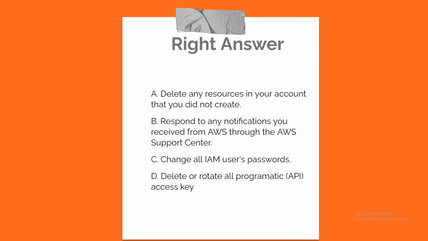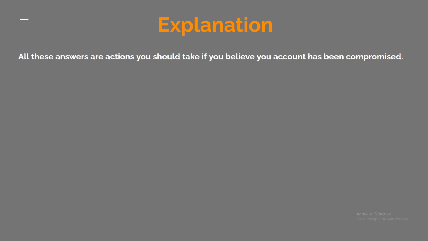Answer. A. Delete any resources in your account that you did not create. B. Respond to any notifications you received from AWS through the AWS Support Center. C. Change all IAM users' passwords. D. Delete or rotate all programmatic, API, access key. Explanation. All these answers are actions you should take if you believe your account has been compromised.